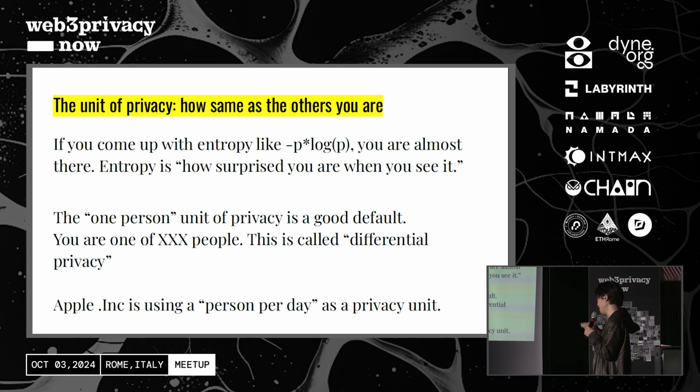Apple is using person per day. They have so many interactions, so the question is how many people are candidates in a day. This is their measurement. And at a smaller level of user set, we can use it not just per person, like Tornado Cash or Monero. Monero has about 100,000 users today, so we can say it's 100,000 persons, right? It defines how many people you are among, and basically how much the same as others you are, right?